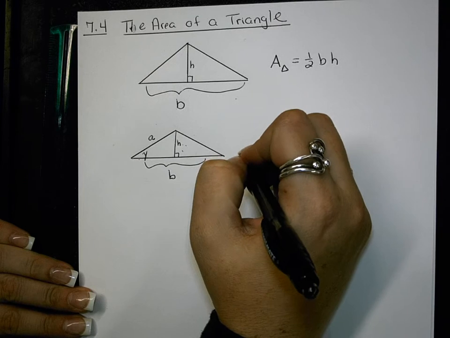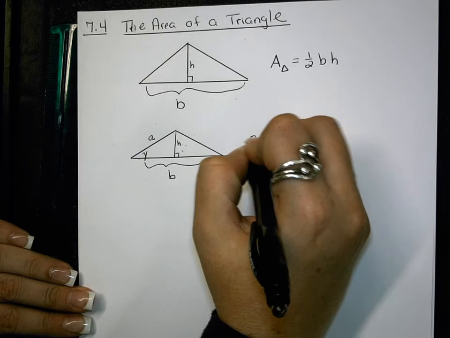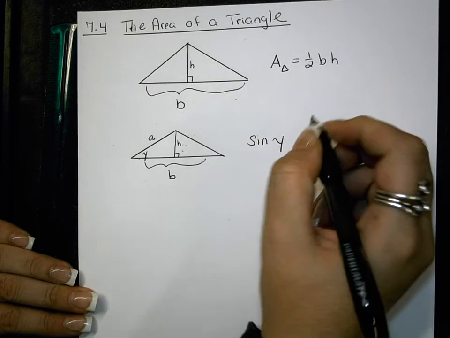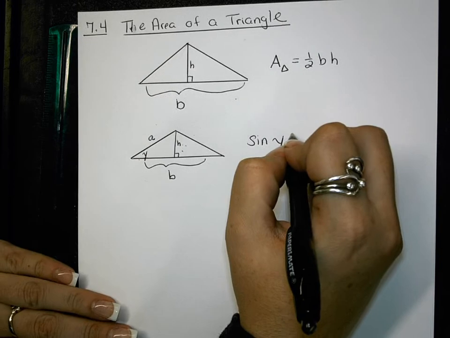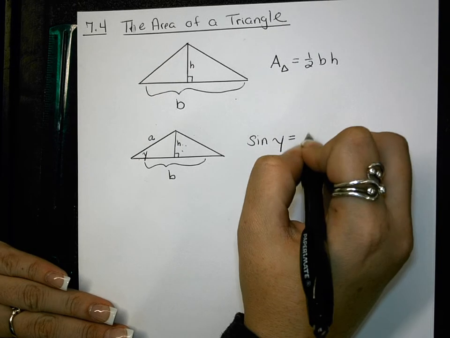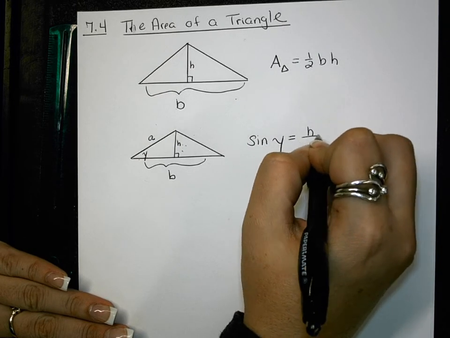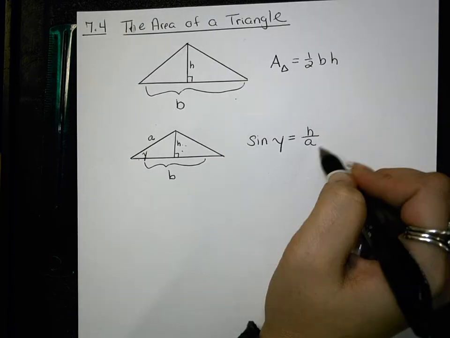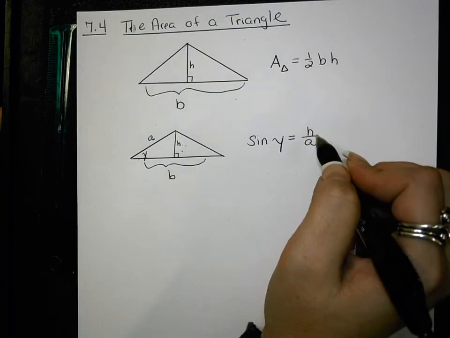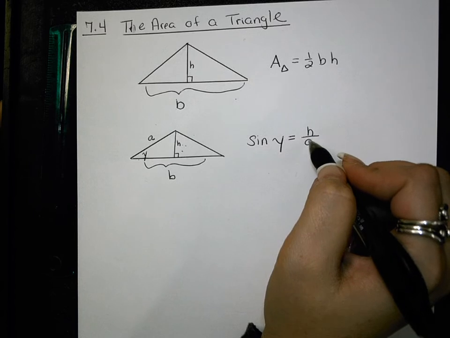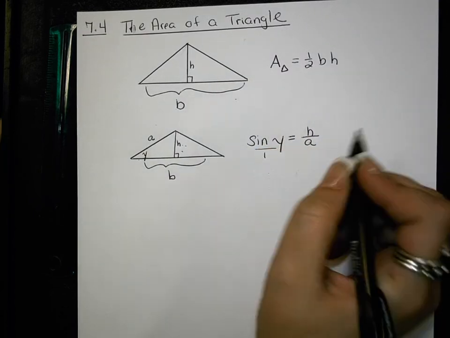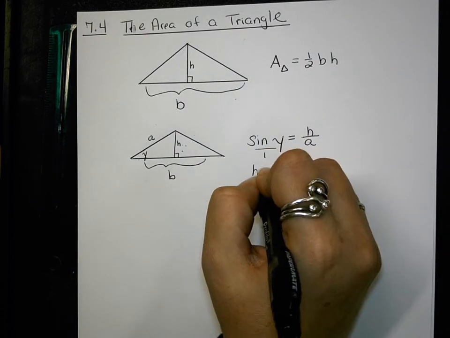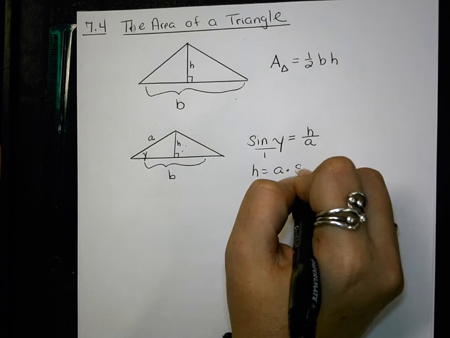So if I knew gamma and I knew A, I could say sine of gamma would be my opposite, H, over my hypotenuse, in this case A. Now I can actually solve for H in this problem by cross multiplying. This means H would be A times sine gamma.